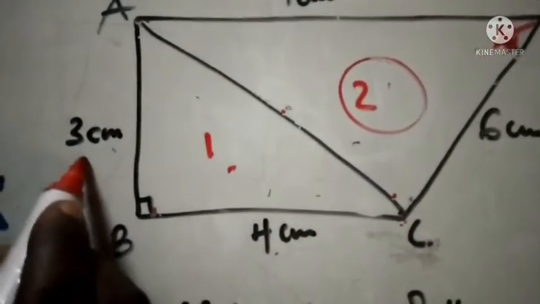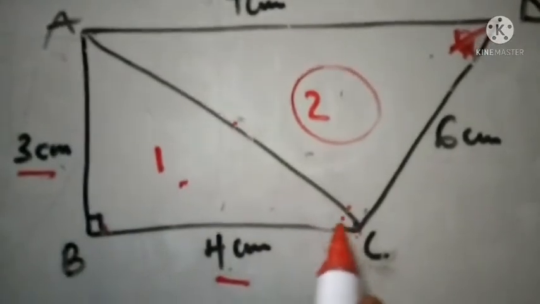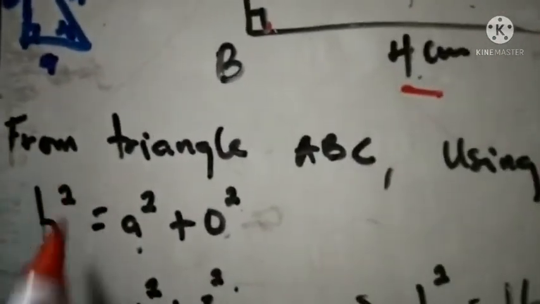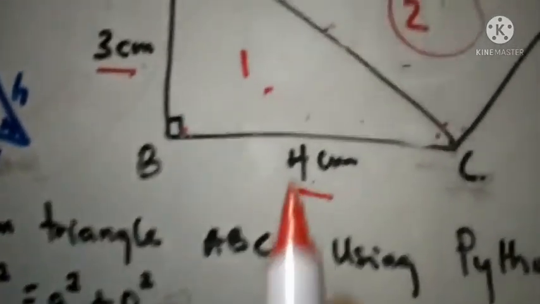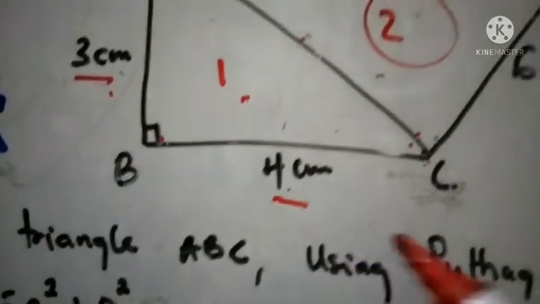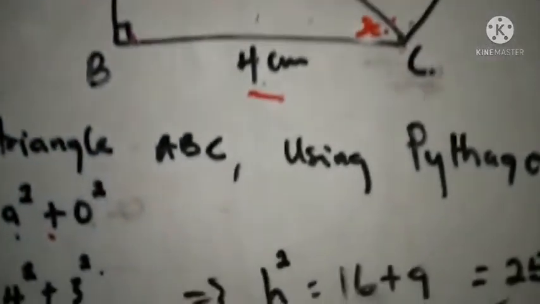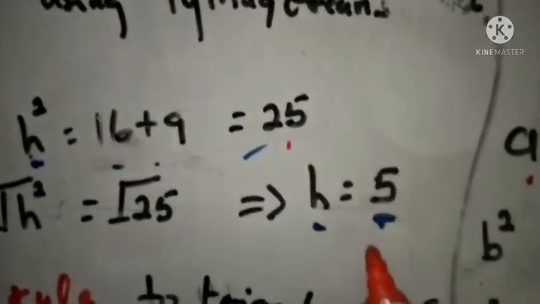Since we are given this side and this side, we can easily determine the third side by using the Pythagoras theorem, which says that the hypotenuse squared is equal to the adjacent squared plus the opposite squared. You just need to plug in, because we don't know the hypotenuse, but we know the adjacent as well as the opposite. Assuming you are here, this will be your opposite. If you solve that, you should have your hypotenuse equal to 5.